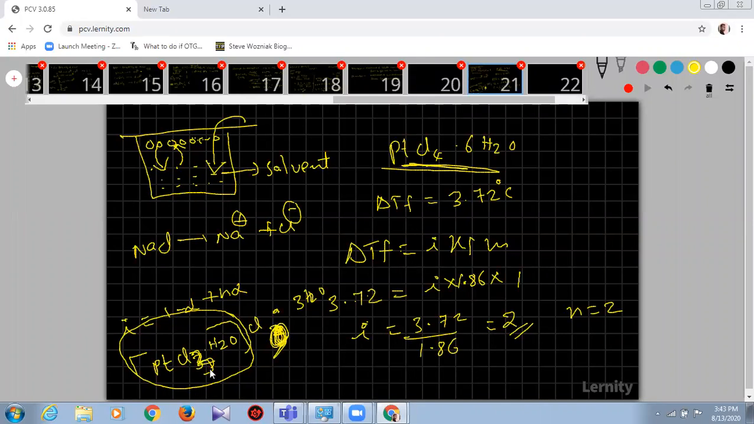Suppose here 1 chlorine, and 3 chlorines are outside. Then you have 3 chloride ions and 1 complex ion. What will the i value be? 4 will come. Hope you understood.